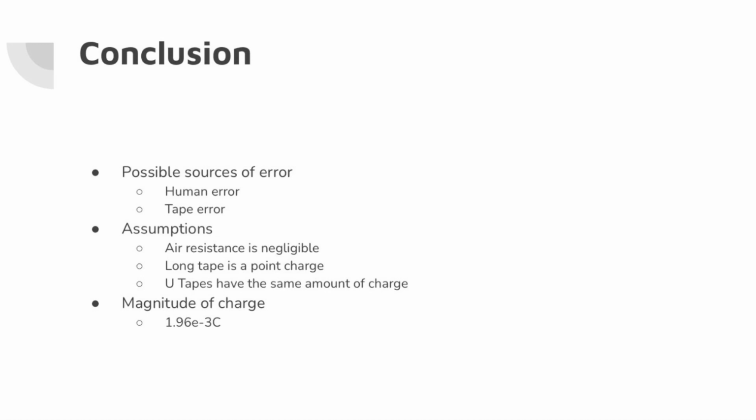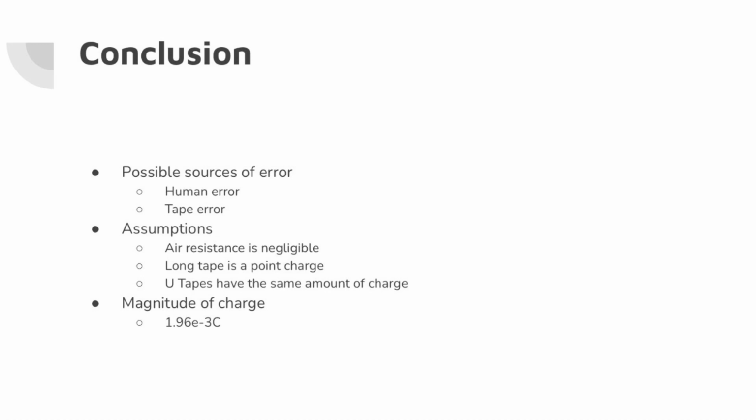So some possible sources of error in this lab include human error, so just not calculating things correctly or having issues with the tape, like touching the tape too much so that the charge is dispersed when you didn't actually want it to be. Some of our assumptions for the lab were that air resistance is negligible, that the long tape is a point charge, and that the tapes have the same amount of charge, which probably isn't correct.